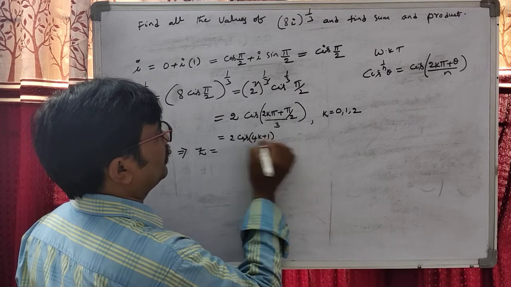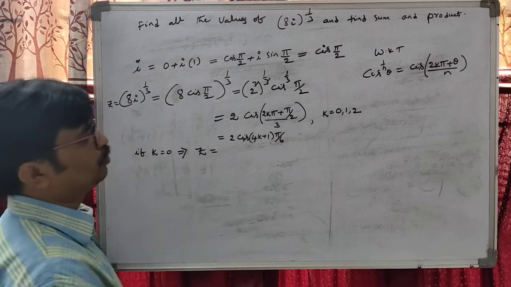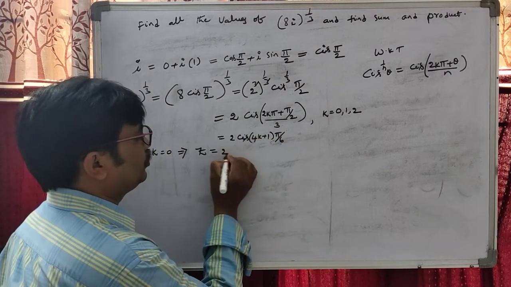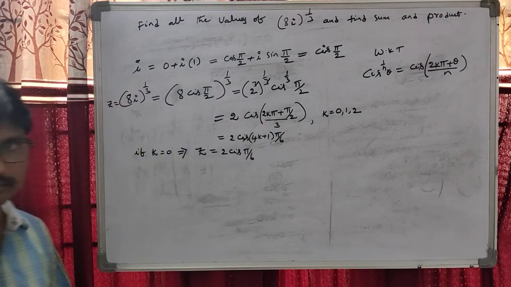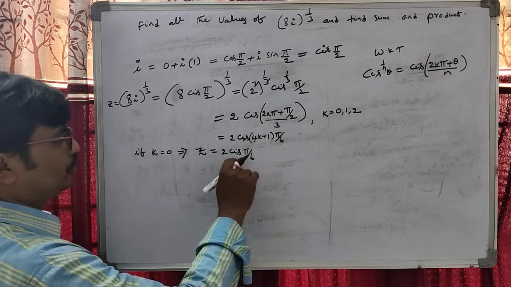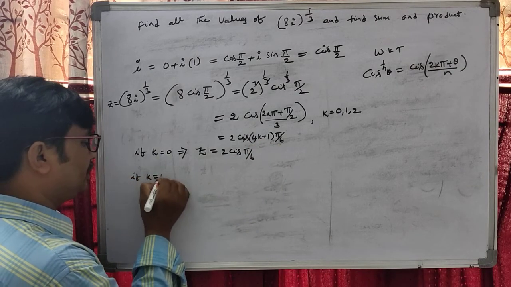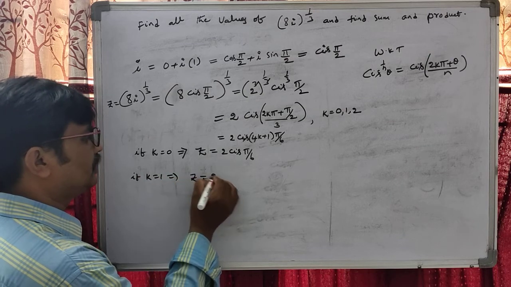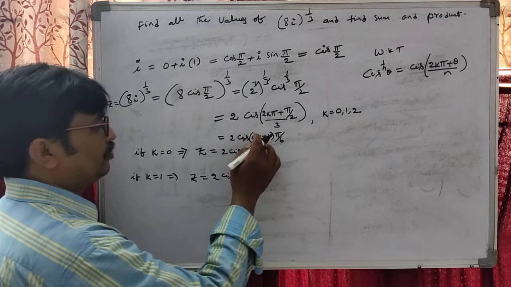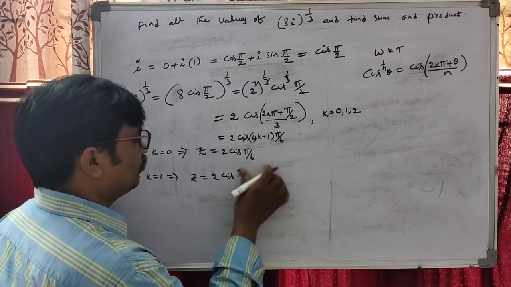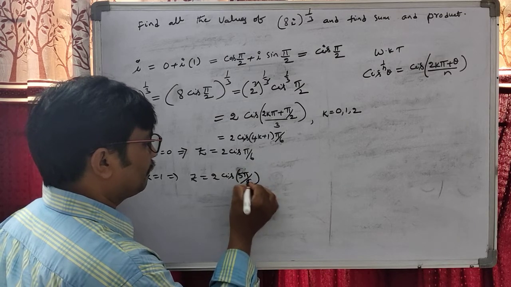4k plus 1 pi by 6. When we take k equal to 0, that is z equal to 2 into cis of pi by 6. Now when k equal to 1, that is 2 into cis of what? 4 plus 1, that is 5 pi by 6.